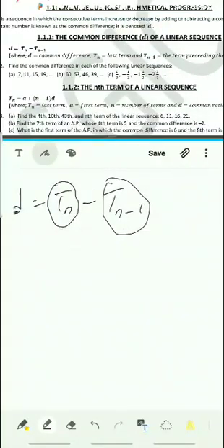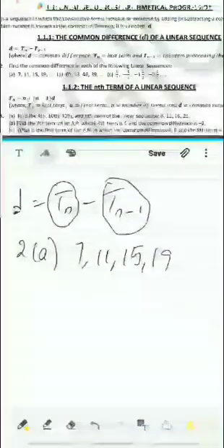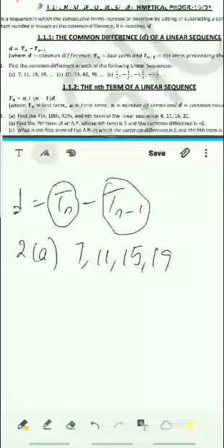Now let's look for the common difference in each of the following linear sequences. I will only do one. You should know what to do. I will explain that one very well. In 2a, we have 7, 11, 15, and 19. So what is the common difference in this case?